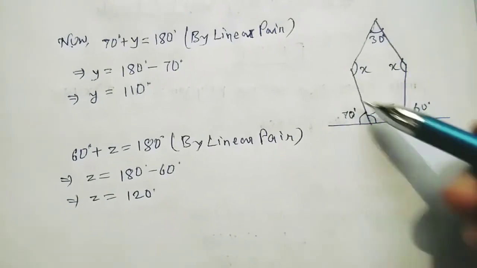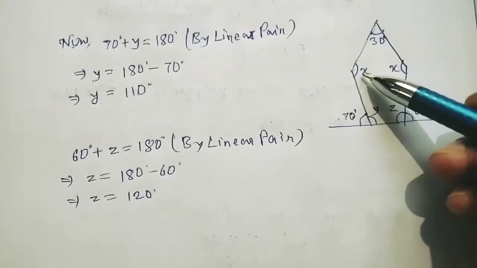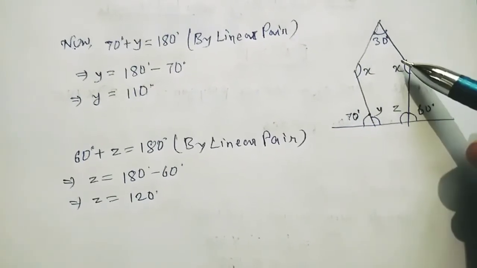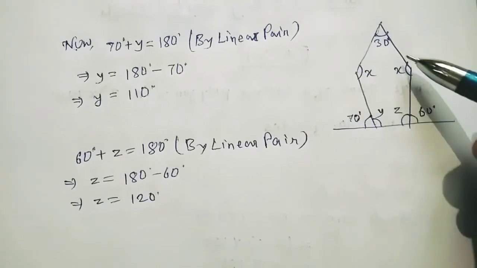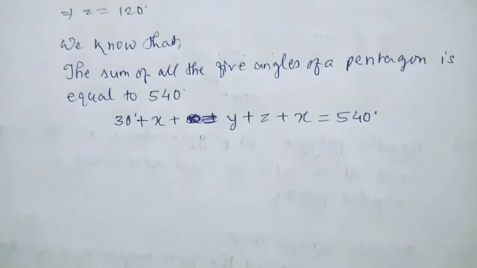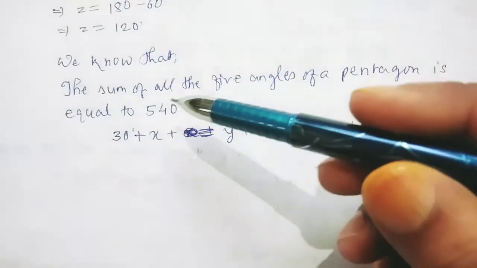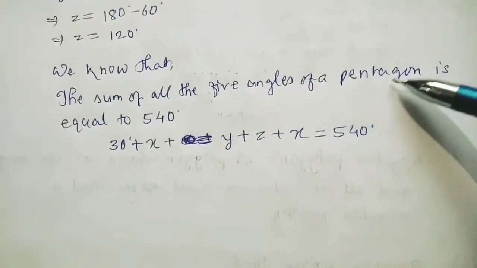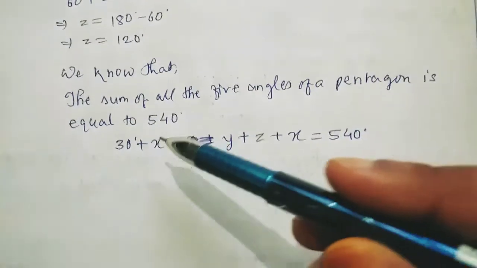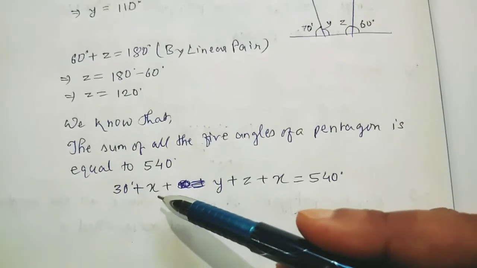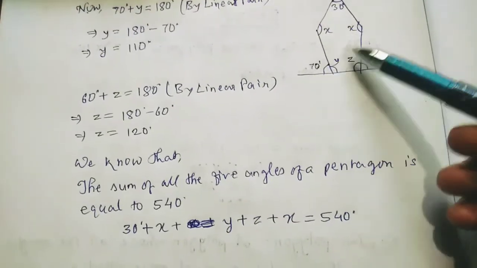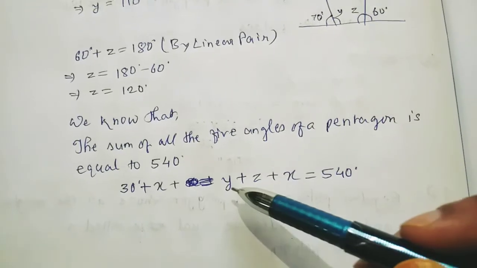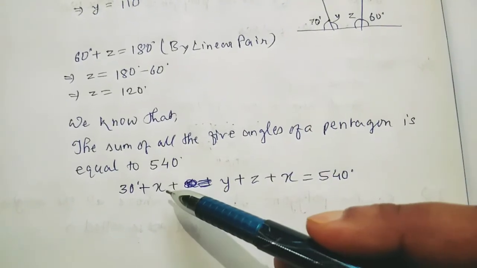Now we'll apply the formula. That means sum of all the angles of a pentagon is 540 degrees. Now we'll add all the angles and find the value of x. Now you have to write this statement: the sum of all the 5 angles of a pentagon is 540 degrees. Now you have to add all the angles. 30 degrees plus x plus y plus z plus x equal to 540 degrees. Now put the value of y here and z here, and now we'll get the value of x.